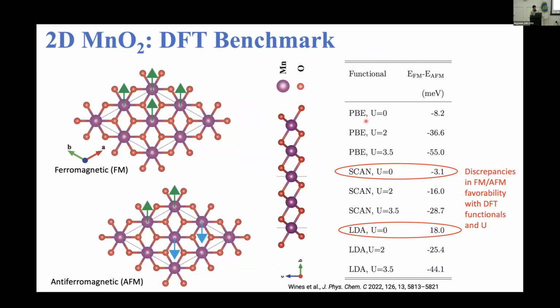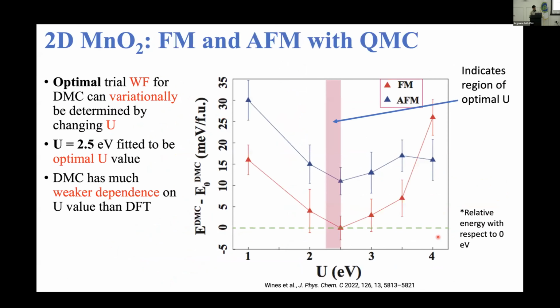By looking at the DFT benchmarking, we find that there are very significant discrepancies in the favorability of the ferromagnetic or the antiferromagnetic orientations. Depending on which functional is used and which U value is applied, favorability is very different. And the exchange energy varies from, let's say, -55 to +18 meV, which is very significant for looking at magnetic properties.